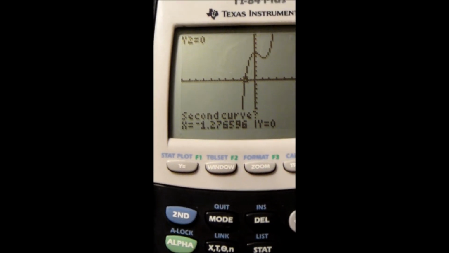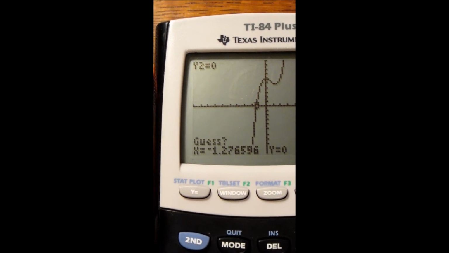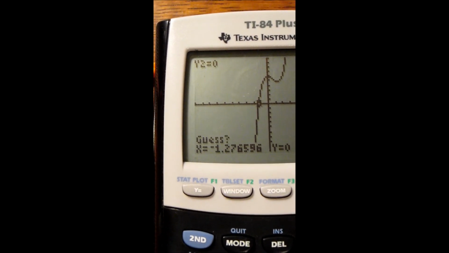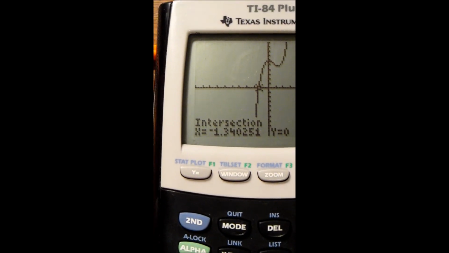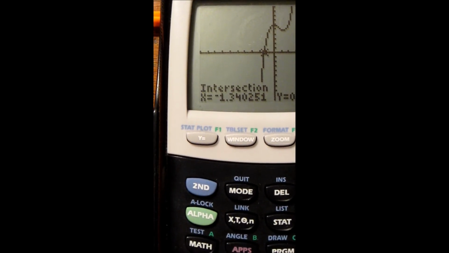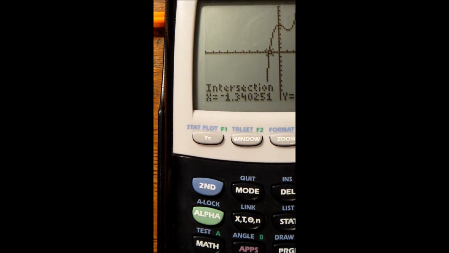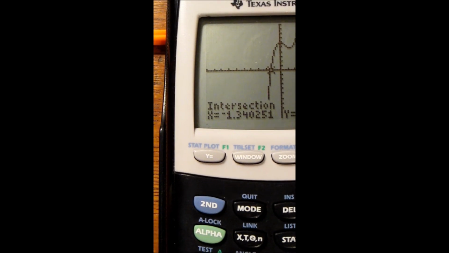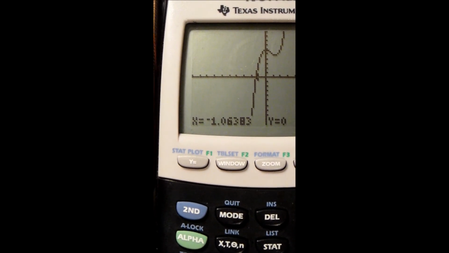After that, you're going to see it says second curve. Just hit enter. And it says guess. Same thing, just hit enter. Boom, your intersection point. It is x equals negative 1.34 at y equals 0. So that's your intersection point. At point negative 1.34, comma 0, your graph intersects with the x-axis.